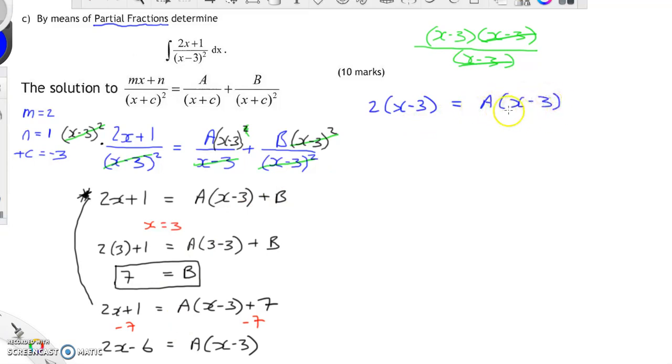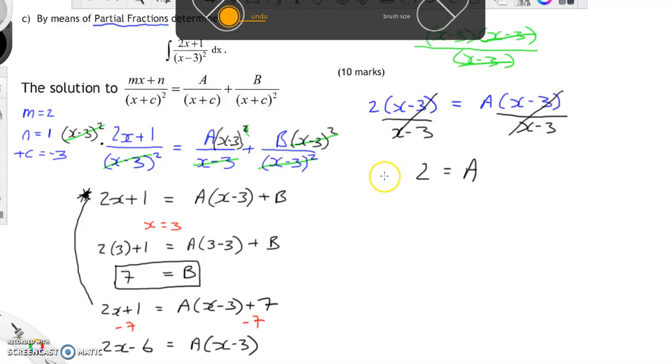And now we see that there's an x minus 3 on both sides. So we can divide both sides by x minus 3. Right, that'll work out well for us. We divided by the same amount on both sides, so that's okay. We're still equal here. They'll cancel out here, and they'll cancel out here, and we'll be left with 2 equals a.